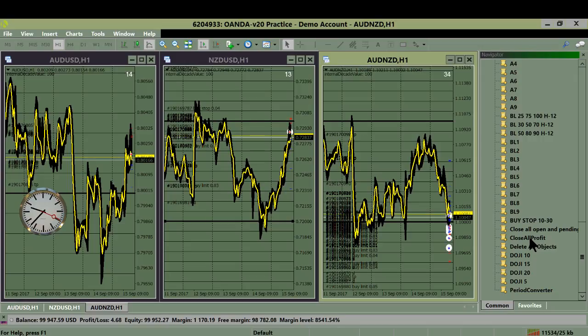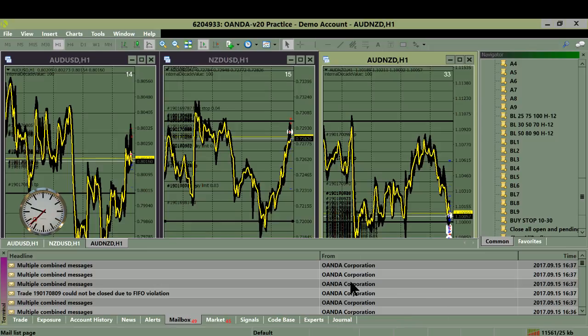You're in a nanny state. Oh, think you can exit a winning trade? Oh, not so fast. Not anymore. So this is why I don't trade at Oanda. Now, I can't even, if I go here and manually take it off, it's going to go, look at multiple combined messages. This just in.